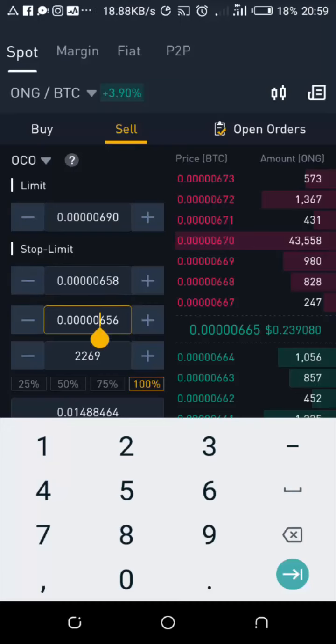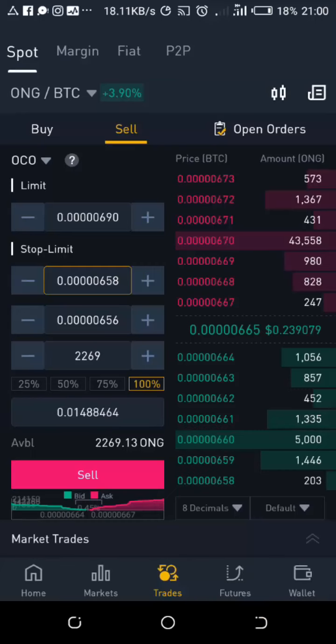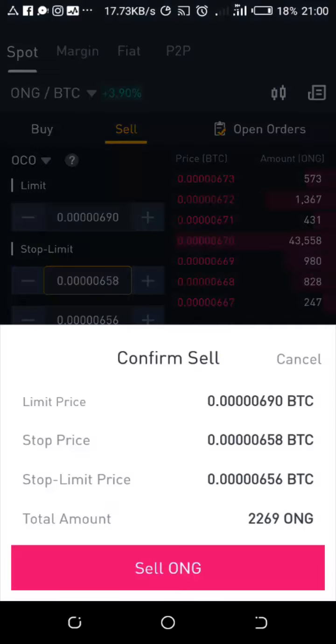This one will trigger this, right? So this means when the market price gets to 658 satoshi, we are going to sell this at the rate of 656 satoshi, right? We can decide to make it the same thing, it doesn't matter. But making this higher is better, right? So that's how to set OCO. And when you have set it up like this, you click on sell.